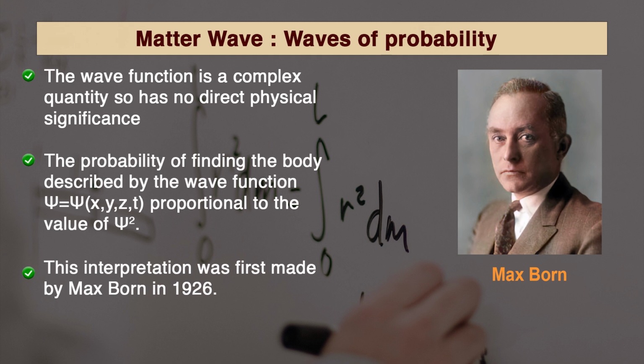The probability of experimentally finding the body described by the wave function at the position x, y, z and time t is proportional to the value of psi square at that time t. And what is psi square actually? This is the probability density, and it gives the existence of a particle at any specific position per unit volume, because the density term is here. A large value of psi square means a strong possibility of the body's presence, while a small value of psi square means a slight possibility of its presence.